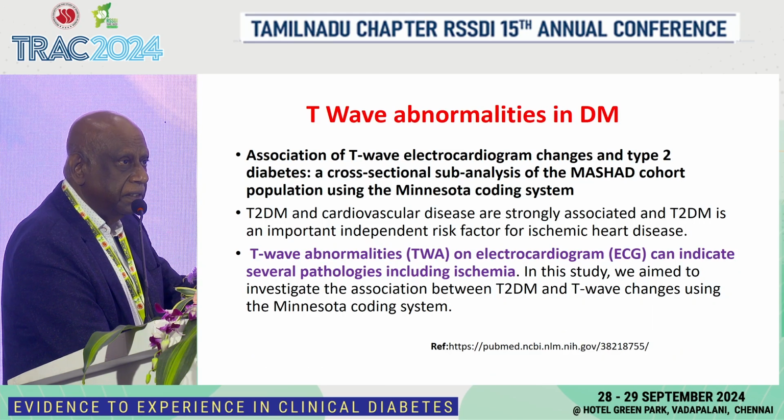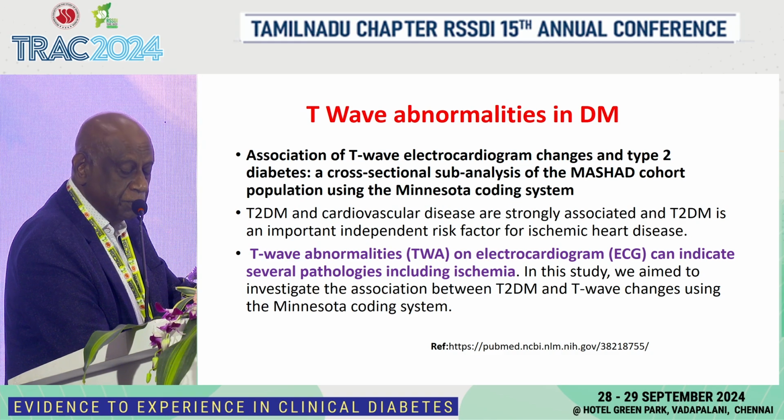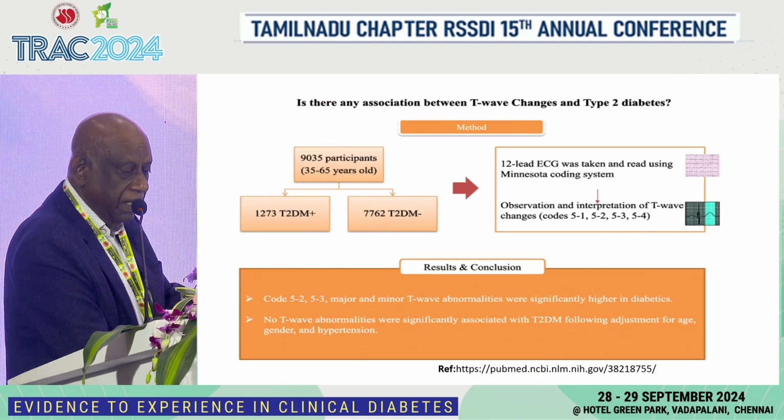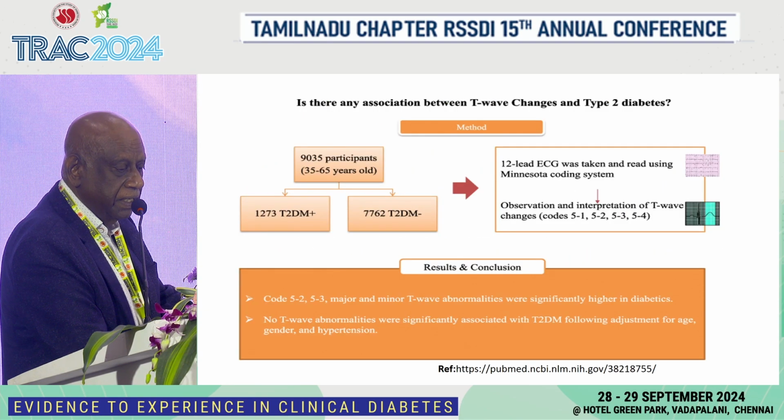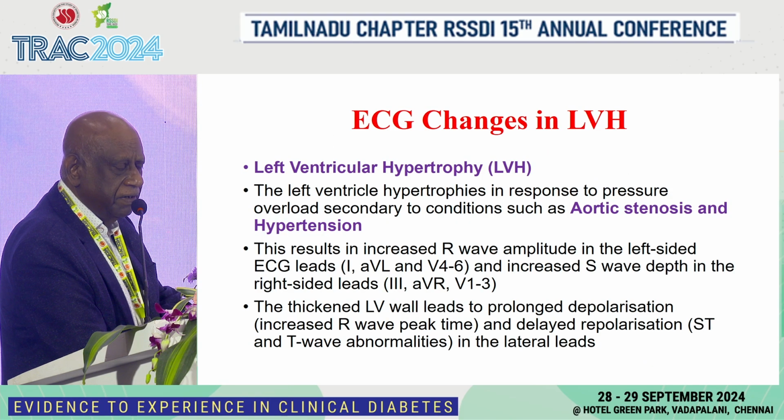And the third point is T-wave abnormalities. We always pass on T-wave abnormalities as non-specific, but they may have a hidden importance also. There are a lot of studies available here that show, when there is a diabetic patient with only a T-wave change, you will have to suspect or screen for coronary artery disease here. Lots of evidence is there.